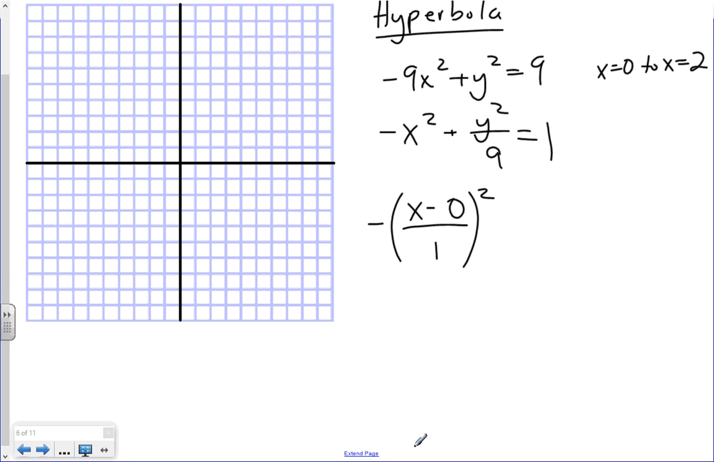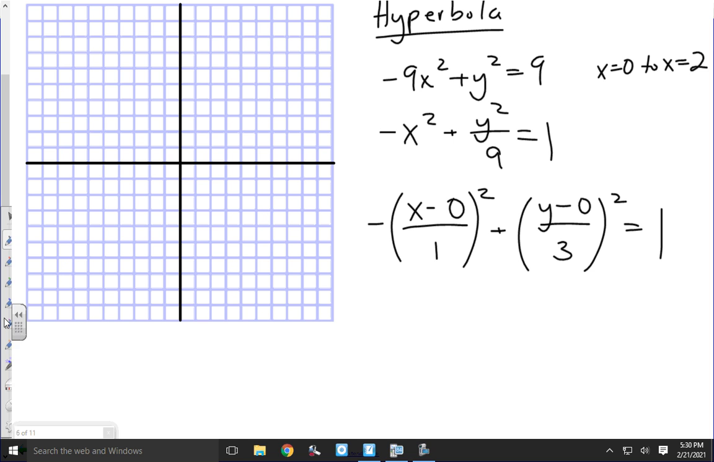So x minus 0 over 1 squared. And then we're going to add that to y minus 0 over 3 squared. And that's equal to 1. I like that form because that tells me right away where the center of this thing's at and what my x and y dilation factors are. So I can use that now to come up with a pretty good sketch of this thing.